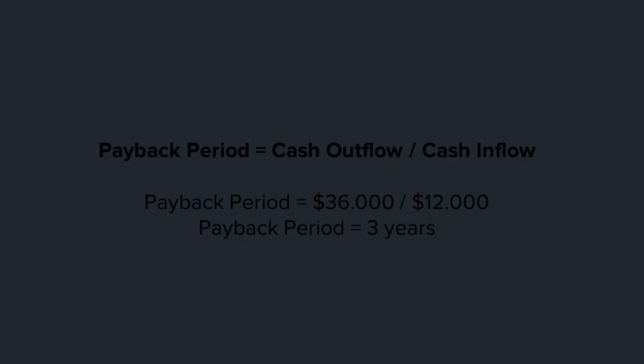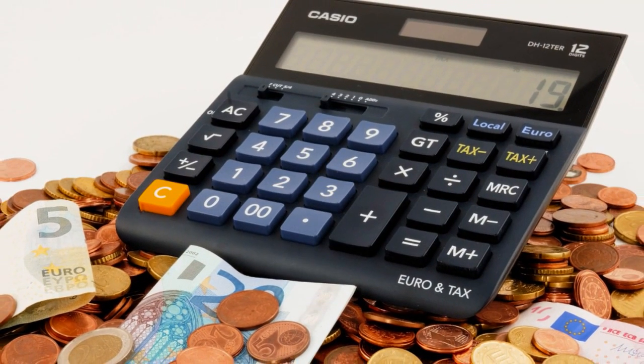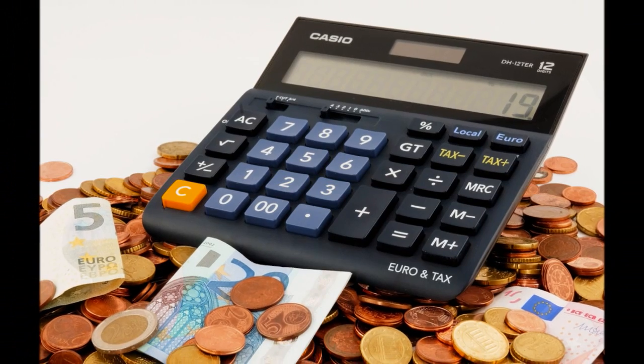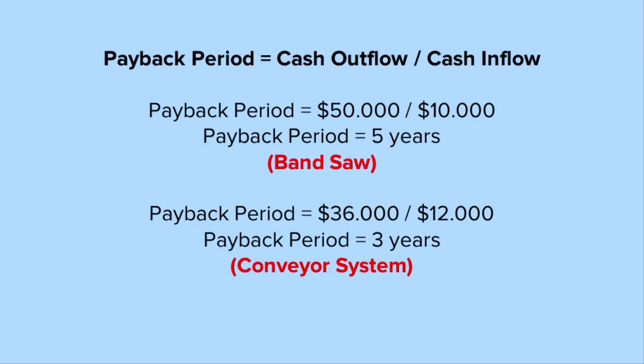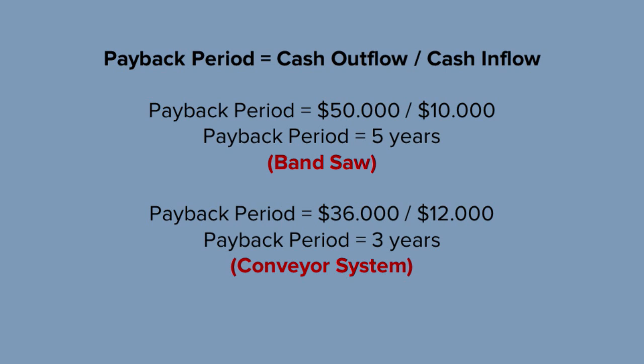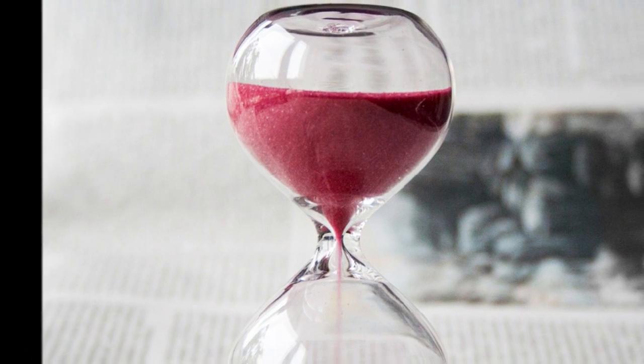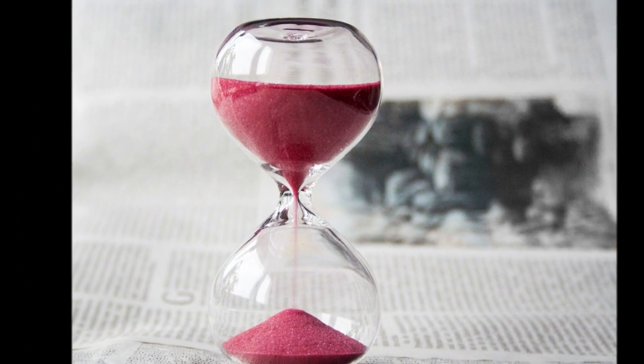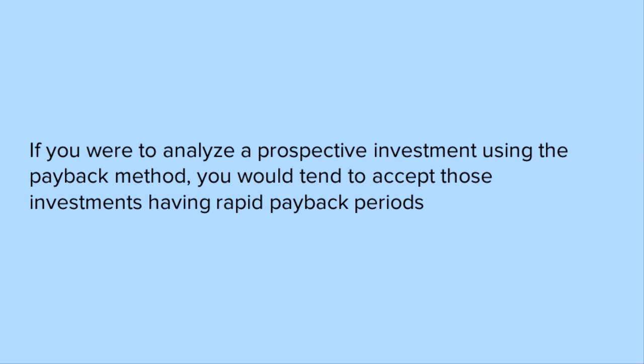If the organization has only sufficient funds to invest in one of these projects, and if it were only using the payback method as a basis for the investment decision, it would buy the conveyor system, since it has a shorter payback period. The payback period is useful from a risk analysis perspective, since it gives a quick picture of the amount of time that the initial investment will be at risk. If you were to analyze a prospective investment using the payback period, you would tend to accept those investments having rapid payback periods and reject those having longer ones.